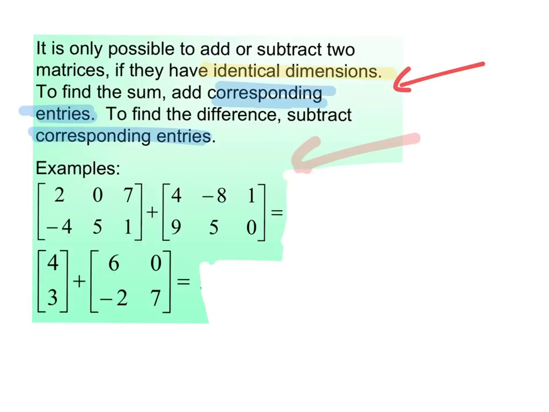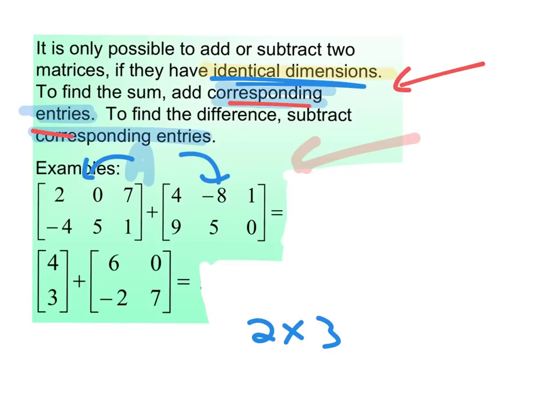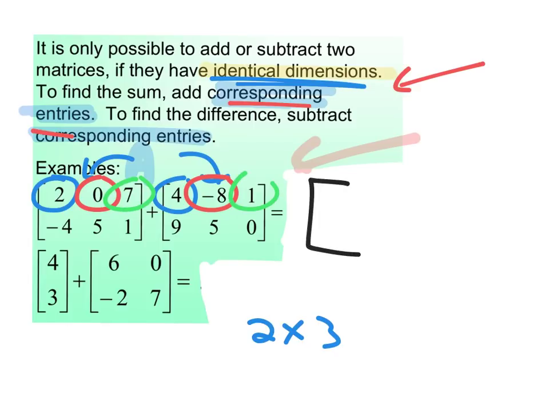Here we're going to take this first matrix, which we stored into our calculator as matrix A, and add this second matrix. Both of these matrices are 2 by 3 matrices, so we do have identical dimensions. So what we can do is add the corresponding values. We could add the 2 and the 4 together, the 0 and the -8 together, the 7 and the 1 together, to get a brand new 2 by 3 matrix.